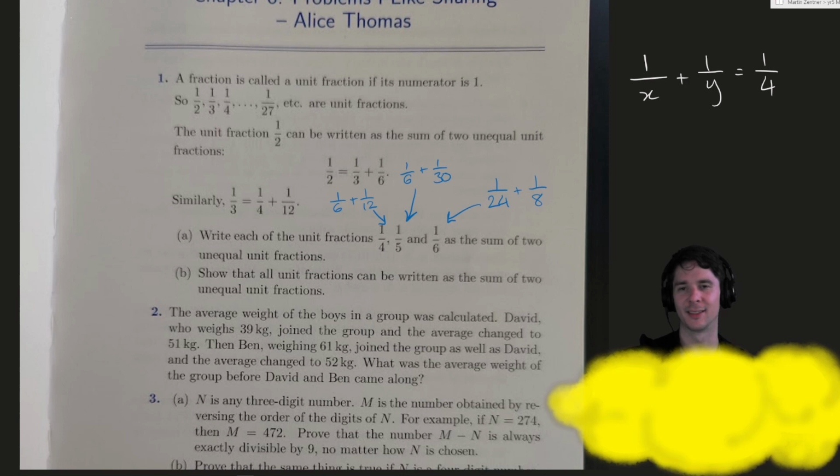Instead of 1 over 4 or 1 over 5 or 1 over 6, let's say 1 over n. That will be equal to what? What's the first fraction we'll put on this side? 1 over n plus 1. Good. And then what will this fraction be? n times n plus 1.